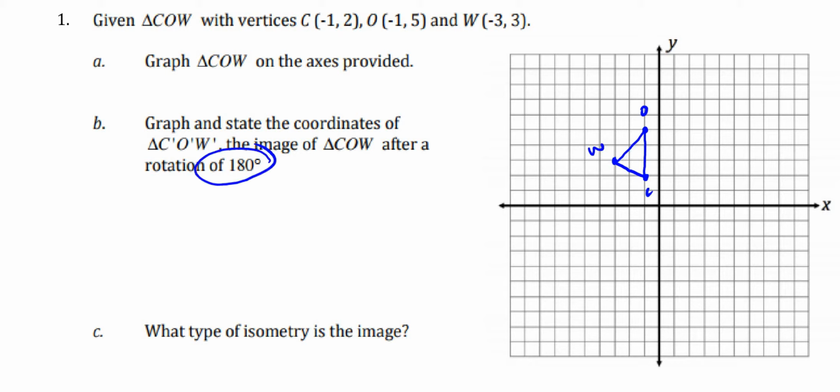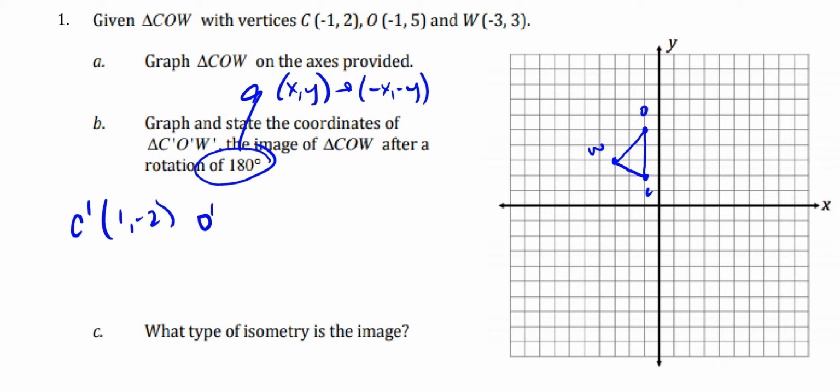So for a rotation of 180, the rule is (x, y) becomes (-x, -y). So that tells us that C prime is going to become (1, -2), O prime is going to become (1, -5), and W prime is going to become (3, -3).